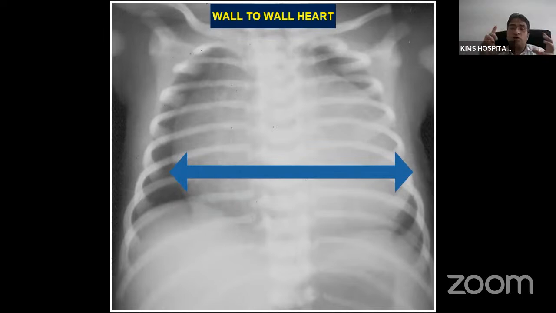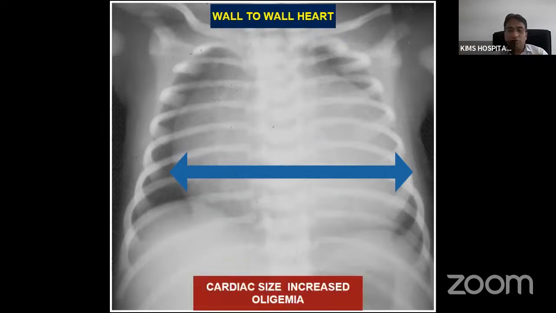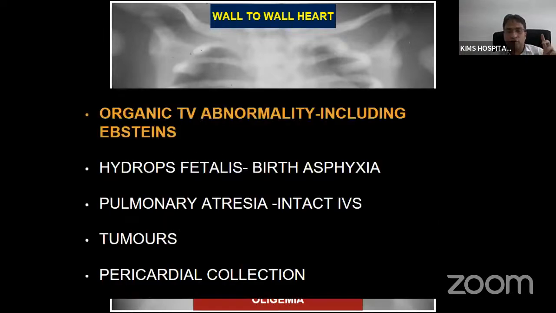So now you have to see only one thing. This is a cyanotic heart disease. This is cardiomegaly, yes, and you see there is oligemia. The lungs are very black. So cardiomegaly with oligemia suggests three or four diagnoses like PA intact IVS, critical PS, and Ebstein's. So the cardiac size is increased with oligemia.